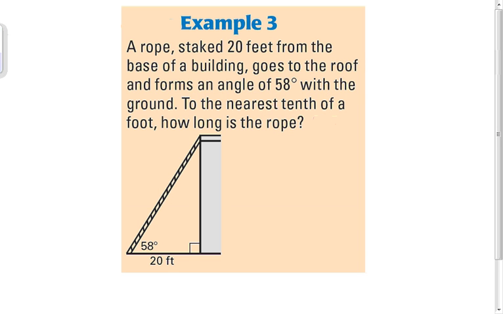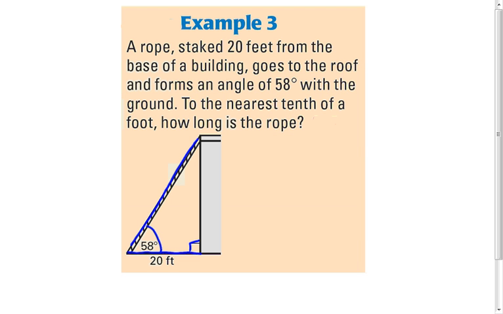A rope staked 20 feet from the base of a building goes to the roof and forms an angle of 58 degrees with the ground. To the nearest tenth of a foot, how long is the rope? So we start looking at what we have here. We're looking at this angle. We know one leg. And what is it that we're trying to find? Well, I guess we want to know the length of the rope. That's this one here. That's the hypotenuse because it's across from that 90-degree angle.